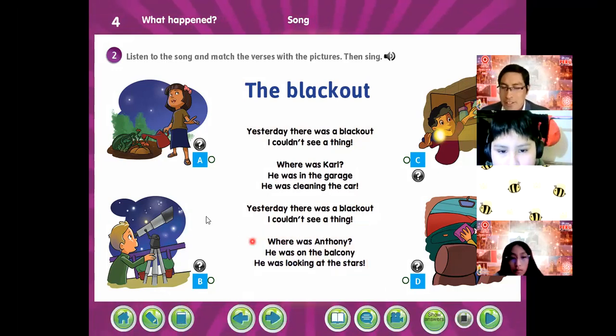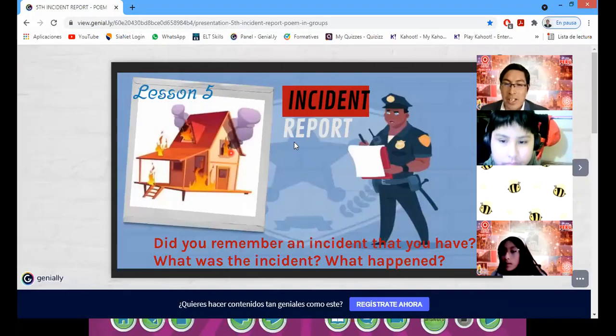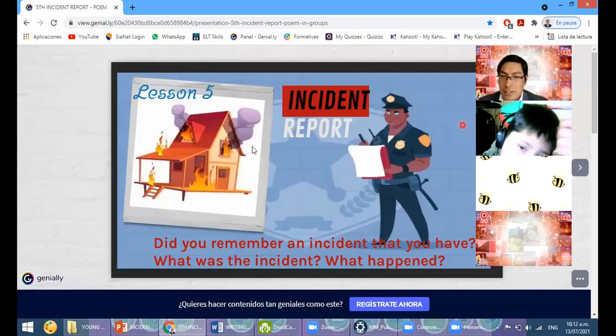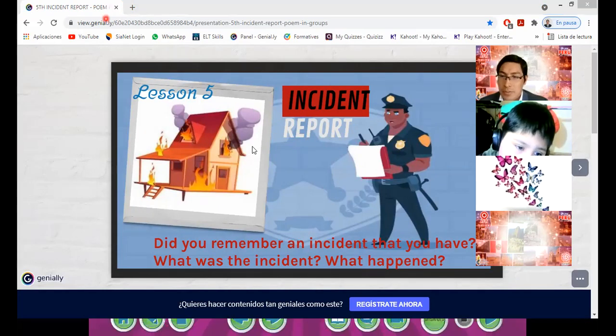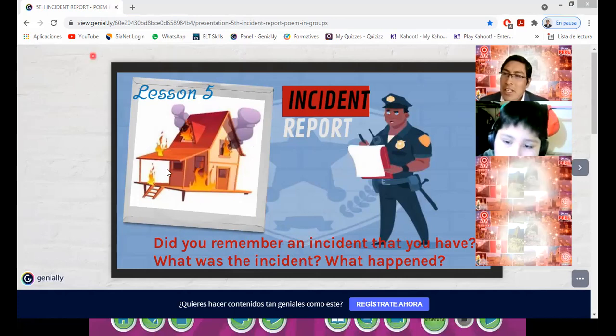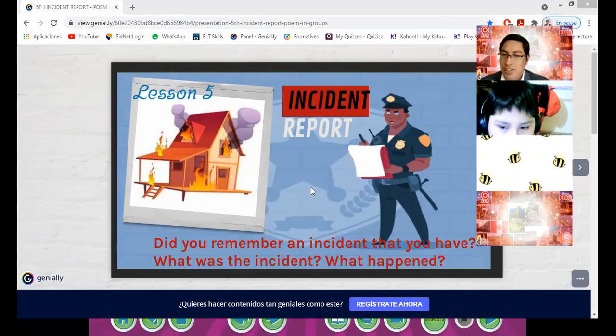Balcony. Stars. Good. Boys, today we are going to work on our writing. Okay? In our incident report. We are going to work with that. Do you remember an incident that you have? In the other class, some student said that he broke his leg. Another student said that he fell down from his bike. Do you remember an incident that you have? Yes? No?